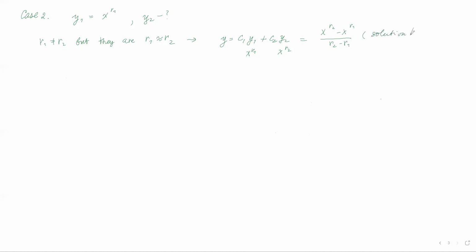What I'm going to do with this solution, guys, I'm going to let r2 go to r1. So I'm going to consider a limit. What is going to be the limit of this solution? What is going to be the limit of y when r2 goes to r1? So here, x is kind of a constant temporarily, and r1 and r2 are going to be the variables. So what I have is the limit of x to the power of r2 minus x to the power of r1 divided over r2 minus r1, as r2 goes to r1.